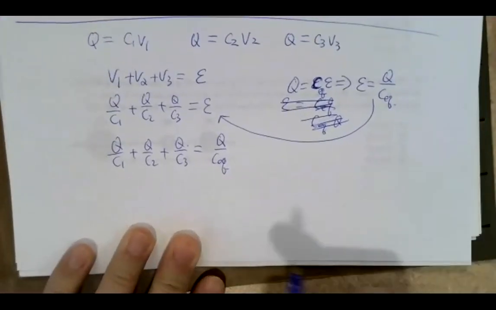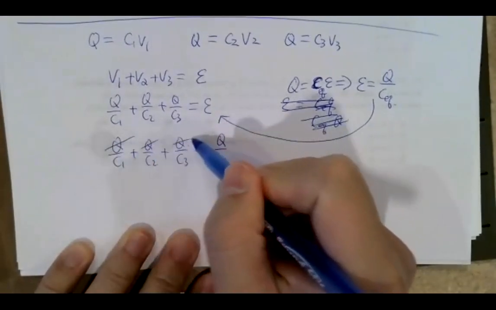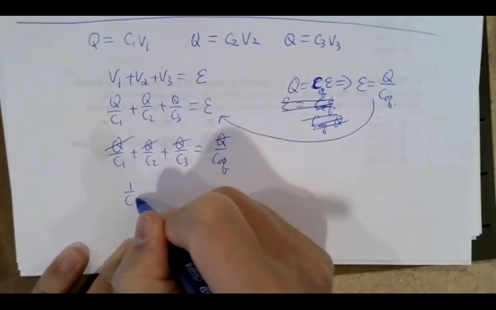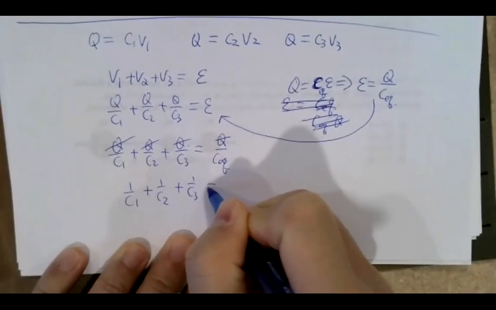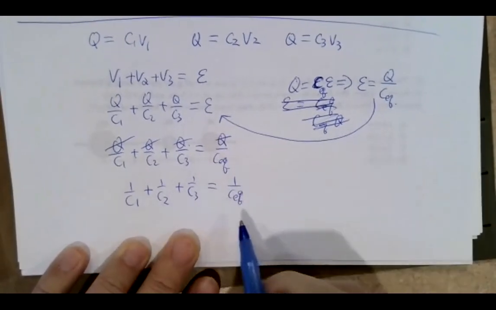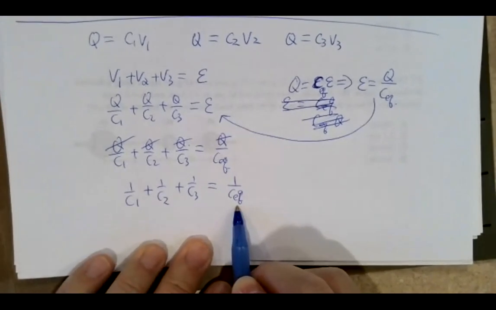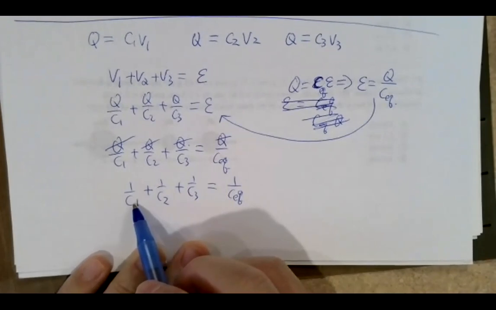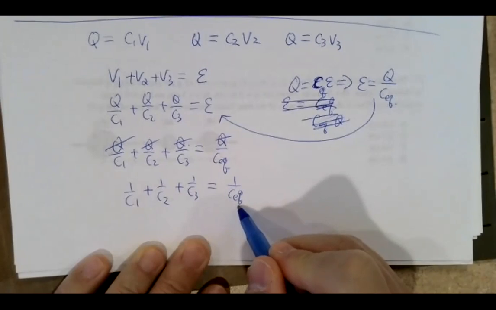So in that case, the Q are the same across, so you can cancel them out. Then 1 over CEQ is equal to 1 over C1 plus 1 over C2 plus 1 over C3. In order to calculate the equivalent capacitance for capacitors in series, you take the inverse of each of the capacitances and then add them up, to get the inverse of the equivalent.